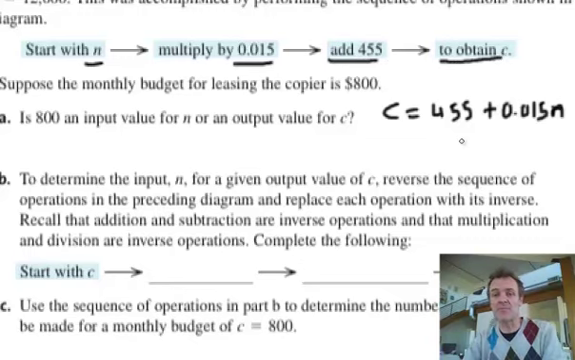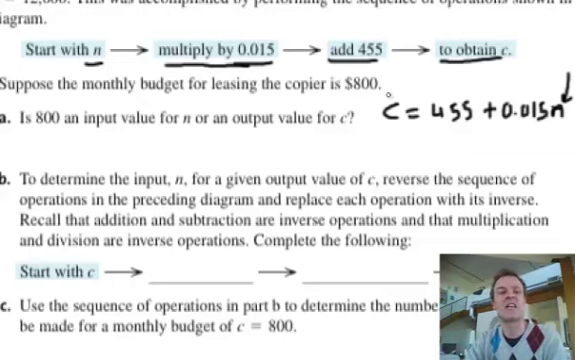Okay, so there's the equation, and I've got the C and the N instead of the Y and the X this time. Now here we go. So this time, instead of me saying, 5,000 copies, how much does it cost? That's not too bad. I can get my calculator out, I put 5,000 right there, I multiply by 0.015. Here's the equation, I add 455 and I come out with the answer C.